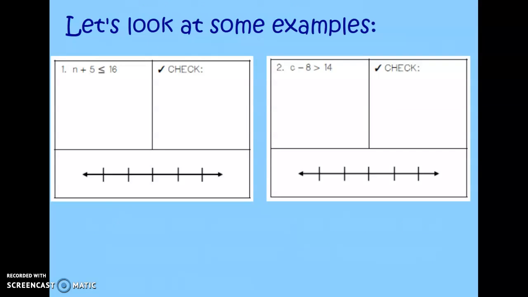Okay, so let's look at some examples. The first one is n plus 5 is less than or equal to 16. So I do these the same way I do equations. Just draw my line, do the inverse. This is a plus sign, so my inverse is to subtract 5. I'm going to be left with n. My sign stays the same. 16 minus 5 is 11.